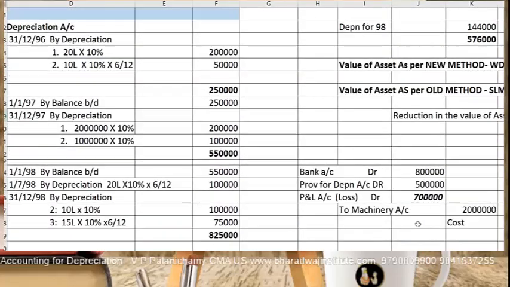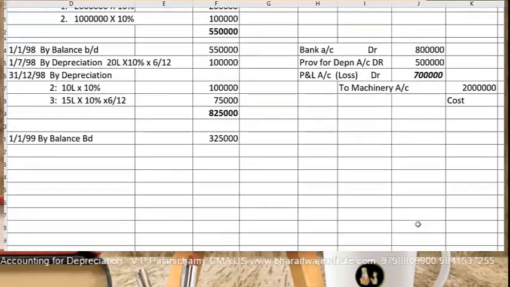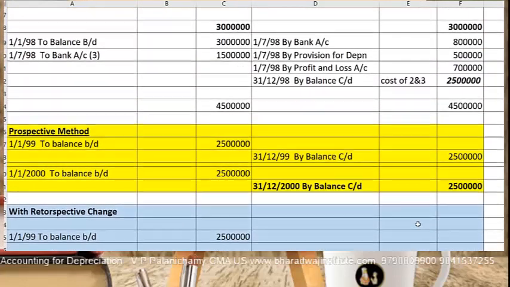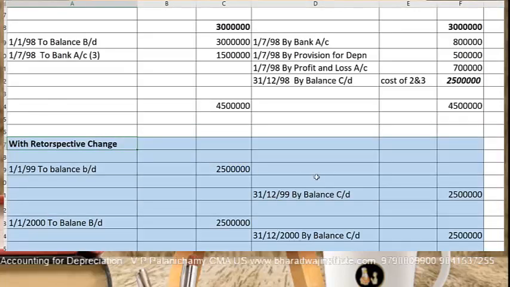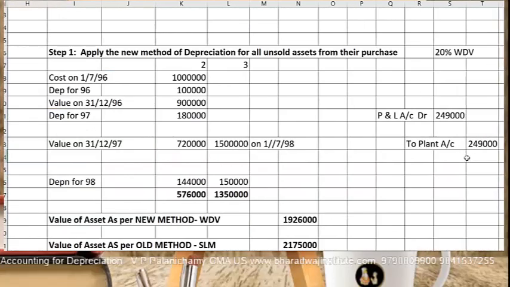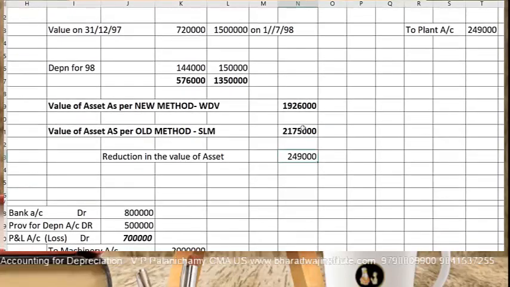Okay, one more thing which I am going to do. I'm going to apply only the retrospective method. Prospective method let us not learn, with the retrospective change let us learn. So this 25 lakhs asset value will continue the same. Now what happens is reduction in the value of asset is how much? 2,49,000 is the reduction in the value of asset.